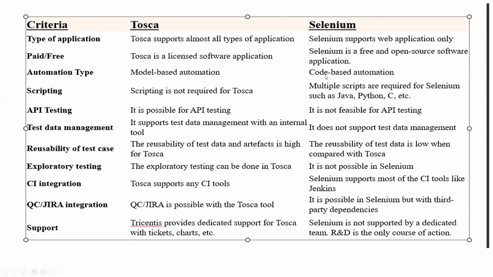But in Selenium, it is code-based automation. Code-based is nothing but you write code for each and everything. If you have to fetch any value, you have to write code. If you have to click on any text box, you have to write code. Whatever you do in Selenium, it is code-based automation. Coming to the next topic, scripting. Scripting is not required for Tosca, but in Selenium, yes, you have to understand multiple scripting languages like Java, Python, C Sharp, etc.